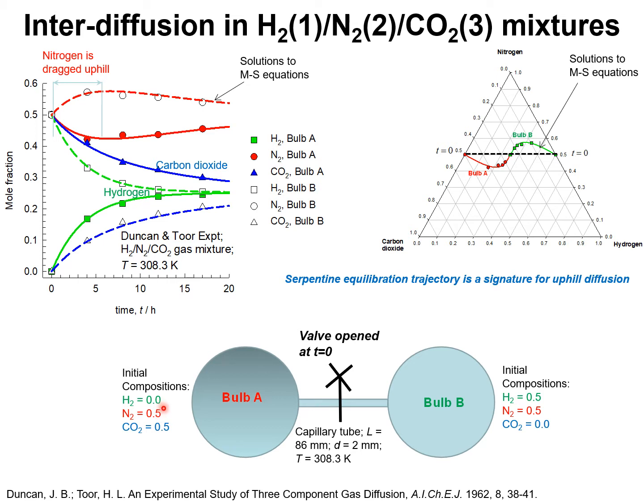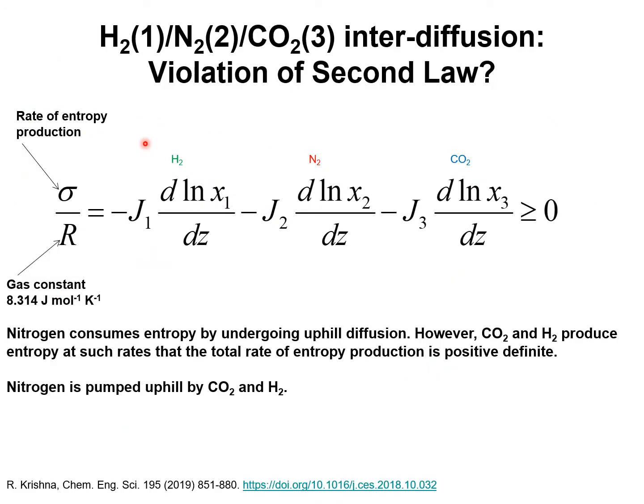3 binary pairs. Another conclusion to be drawn, as will be confirmed in several examples to be presented later in this presentation, is that a consequence of uphill diffusion is that the equilibration trajectory followed in composition space has a serpentine character. We ask ourselves the question whether the interdiffusion of the ternary gas mixture in the two-bulb diffusion experiments of Duncan and Toor violates the second law of thermodynamics because of the uphill transport of nitrogen.